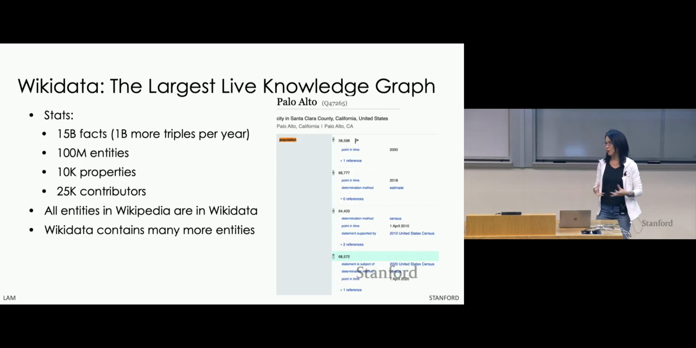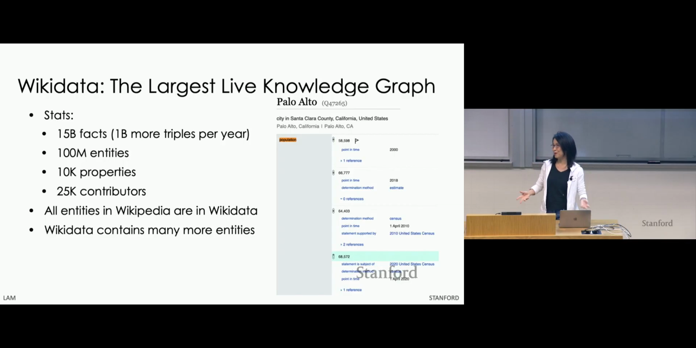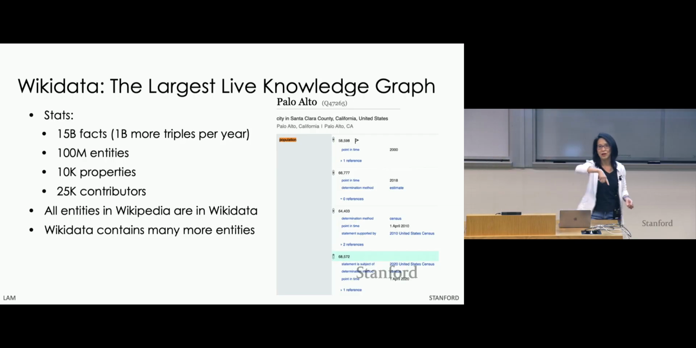So we all know about Wikipedia. There are many pages in Wikipedia. And every single entry in Wikipedia is in Wikidata, but not vice versa. Okay? We are talking about many more entries of information that don't even have a Wikipedia page. Okay? So, it is huge.